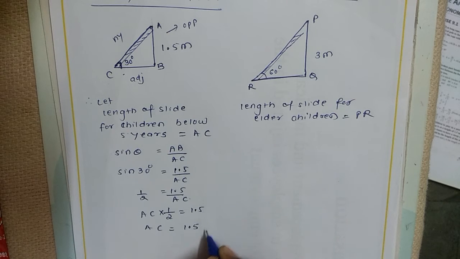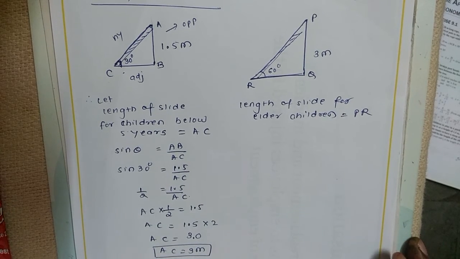So when it is changing the side, it will be multiplied. So here AC equals 1.5 into 2. So 15 2s are 30, and after 1 you can put the decimal point after the unit place. So finally you will get AC as 3 meter. So AC is what here?